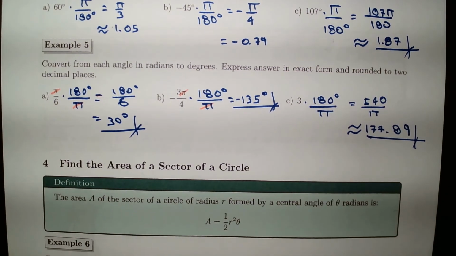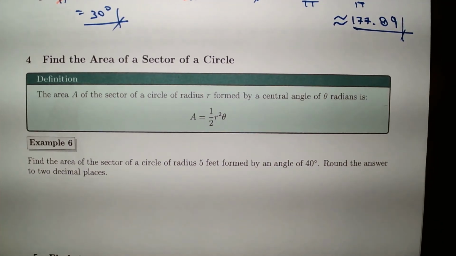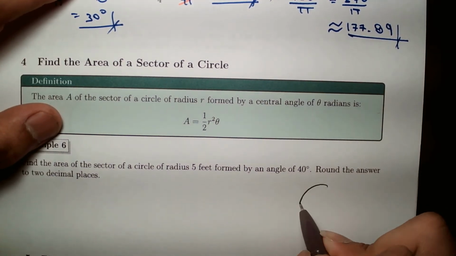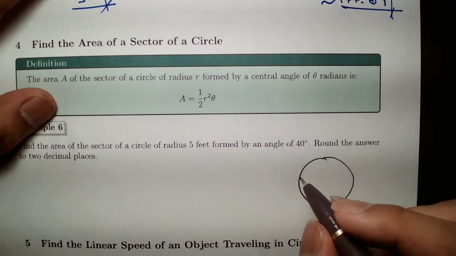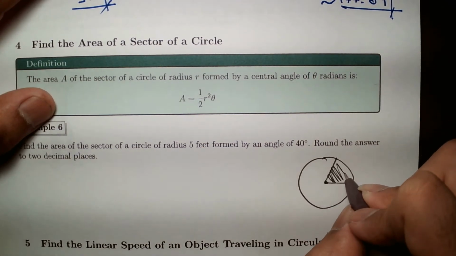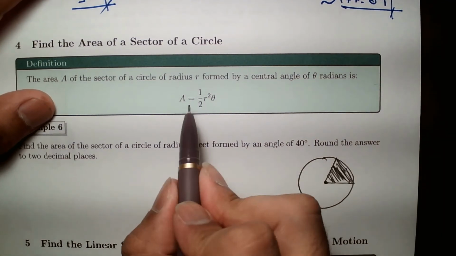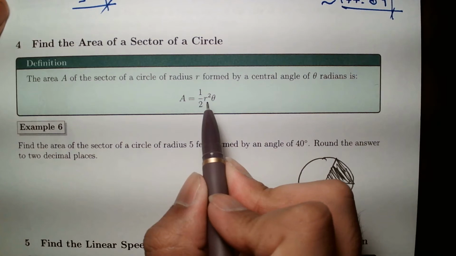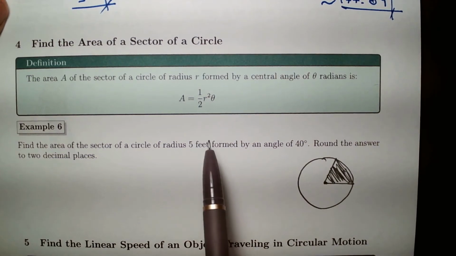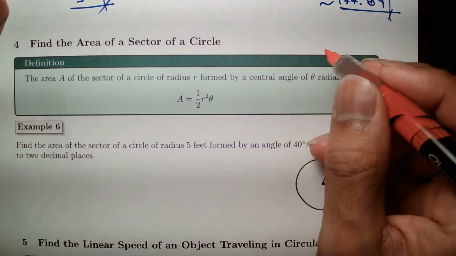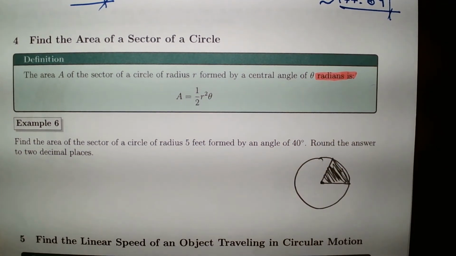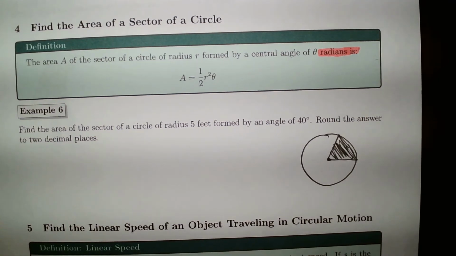Okay, what else can we do about these circles and radians? Well, finding the area of a sector of a circle. Suppose we have this circle and we want to find the area of a sector. We use this formula: A equals 1/2 times the radius squared times the angle. Be sure that the angle is in radians. Let's look at an example to show you how we go about this.